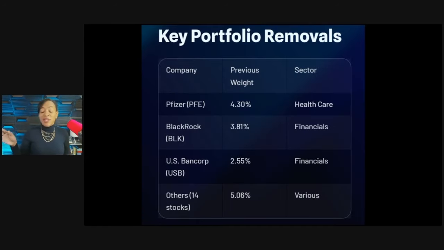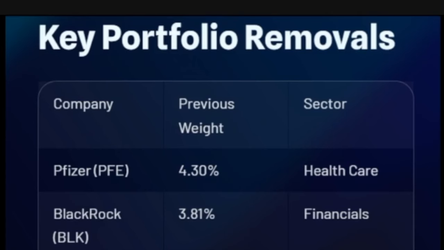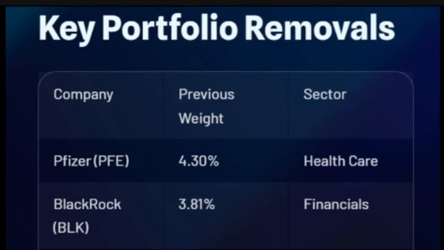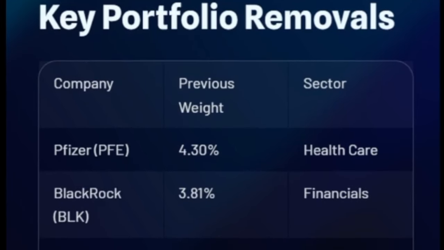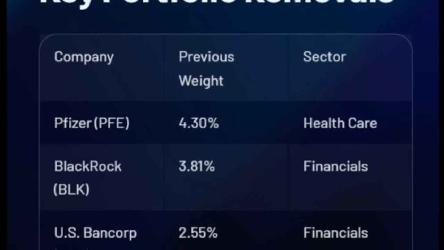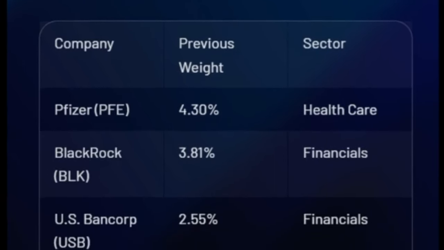Now on to some key removals from this fund. To maintain the 100 stock portfolio, it removed 17 stocks during this last reconstitution. Significant deletions include Pfizer, which held 4.3% of the fund and is a healthcare company. It was possibly removed due to its increasing debt following a recent acquisition.